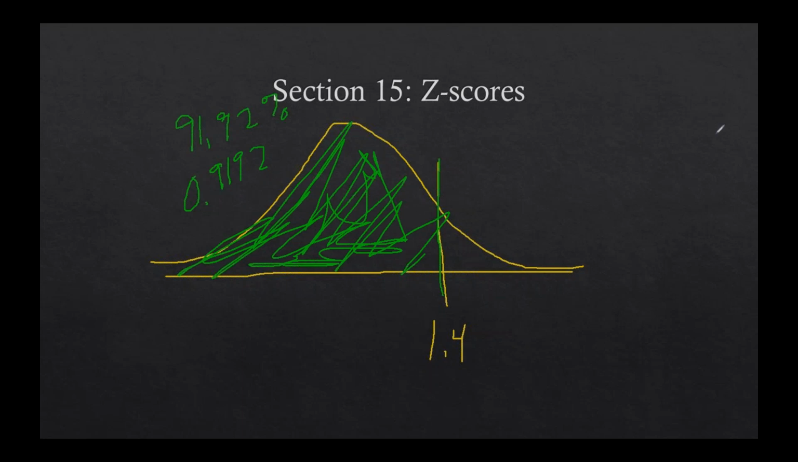Now, let's go one step further and think back. What percentage of students scored higher than Kara in this example? How do I find that pink area?